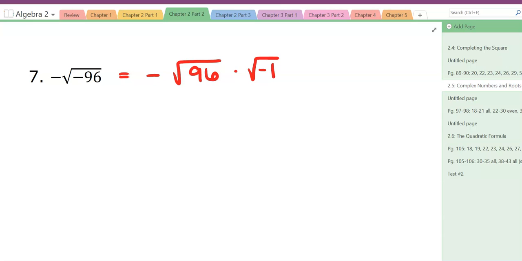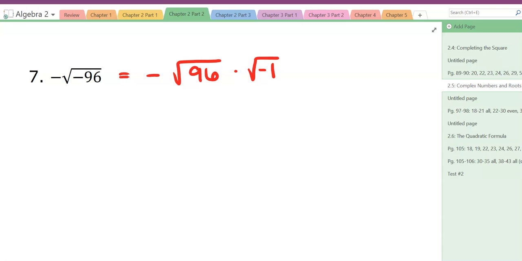So I would have started by splitting it apart so I can pull out the negative 1. Now there's a negative in front of the square root sign. All that's going to do is just attach to your problem. So while I'm going to be working with a positive 96, my final answer is going to have a negative sign in front of it.